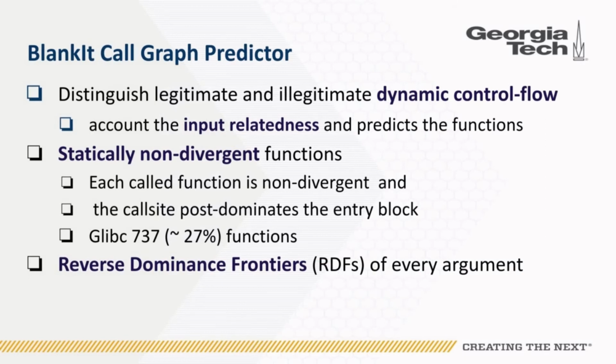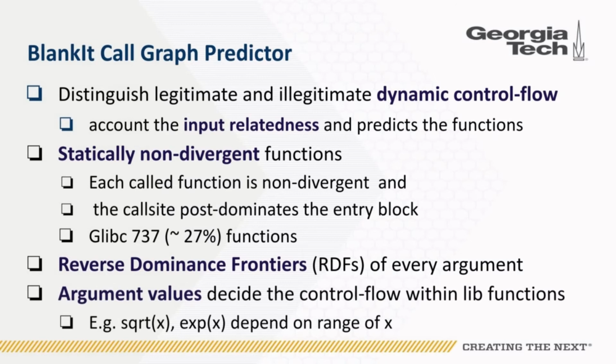The control path in library functions can diverge because of the various values of the arguments from the same RDF. For example, math library functions like square root and exponential have different call chains depending on the range of the parameters. Hence, we include the argument values in our prediction framework.